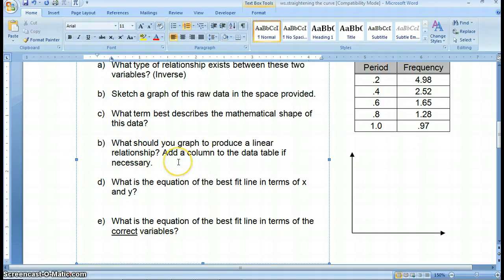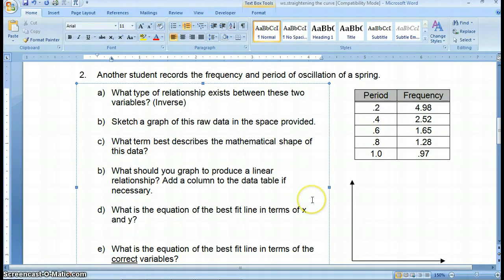What should you graph to produce a linear relationship? Add a column to the data table if necessary. Well, yeah, we do need to add a column to this data table.